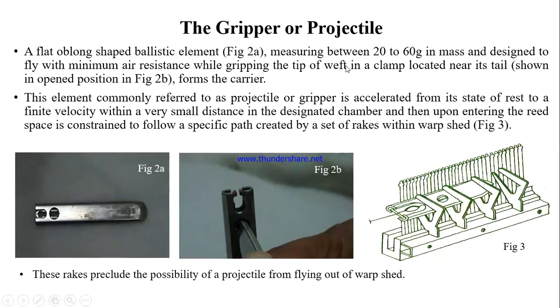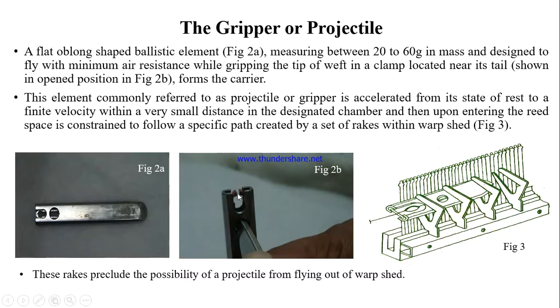The gripper or projectile. It is a flat, oblong shaped ballistic element. You can say ballistic element. A better picture is shown here. This is the projectile, or it is called gripper, as it can grip the weft yarn behind here at this position. Okay, here you can see how at this position the yarn can be gripped by this gripper.